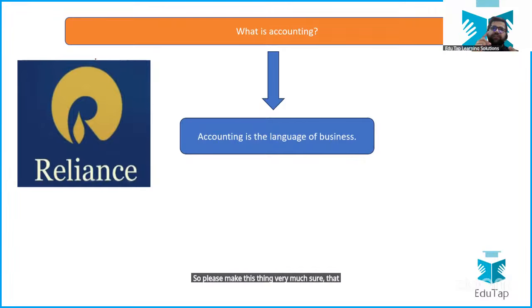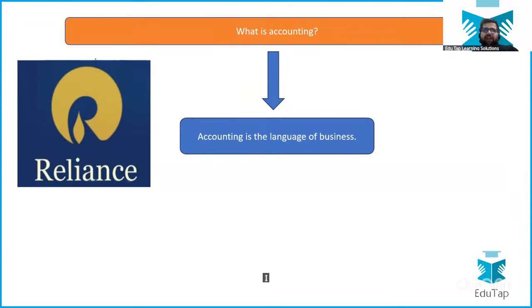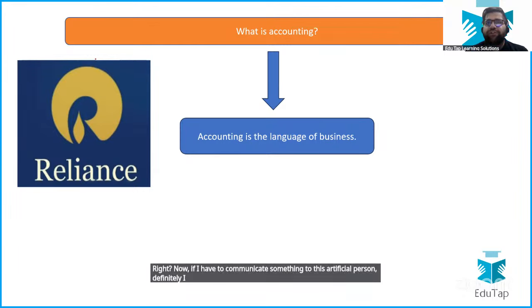So please make this thing very much sure: when I'm using the word business, companies, organizations, I am referring to some artificial person. Artificial person means that yes, this person exists, but this is not a biological person. This is created with the help of law or rules and regulations. Right? Now, if I have to communicate something to this artificial person, definitely I cannot use Hindi and English.